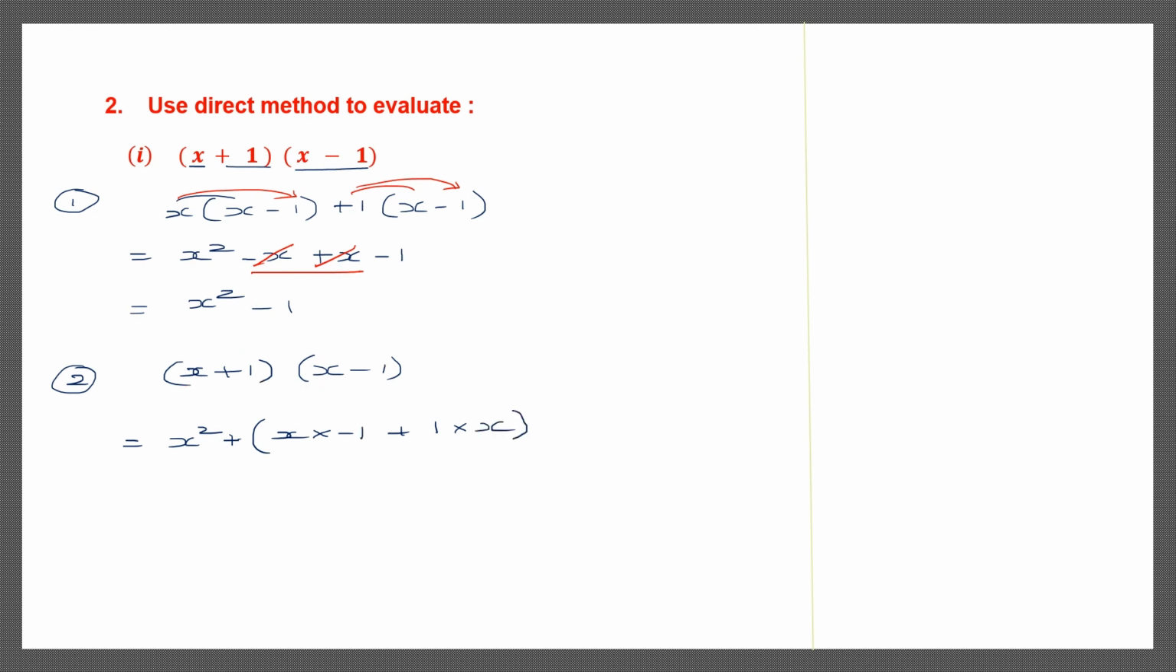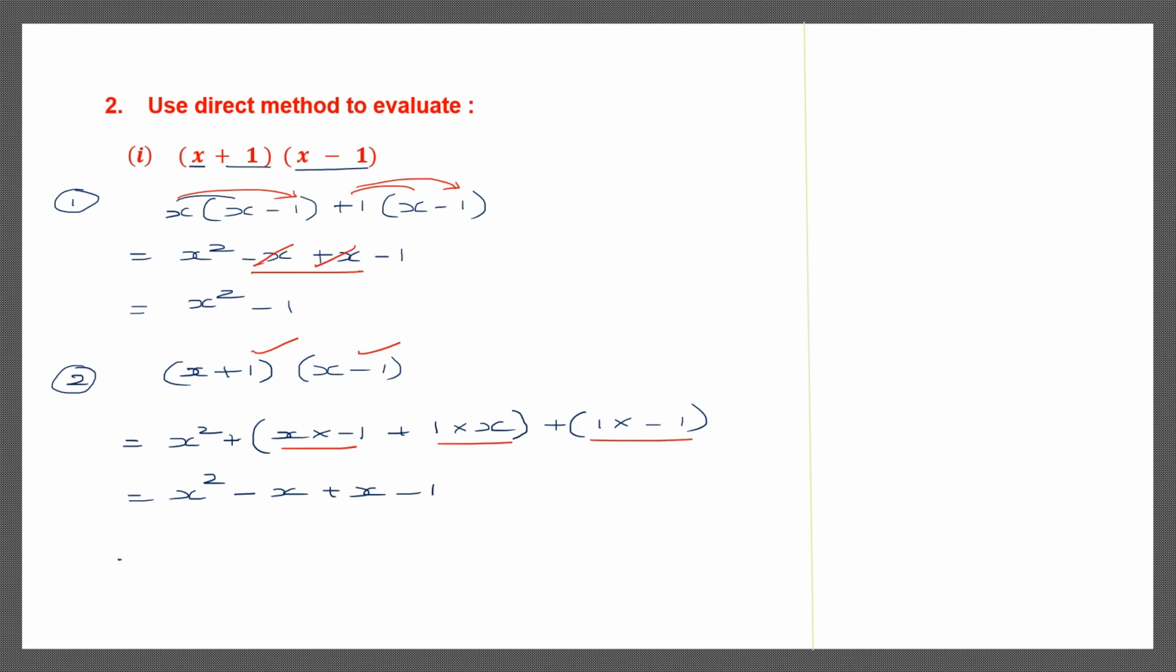Then we multiplied the second term of both the binomials, that will be 1 into minus 1. So this is x square. Then here we have x into minus 1. This is the first one. X into minus 1 is minus x. Then again here we have plus 1 into x, which is x. So that is plus x. Then here 1 into minus 1 is minus 1.